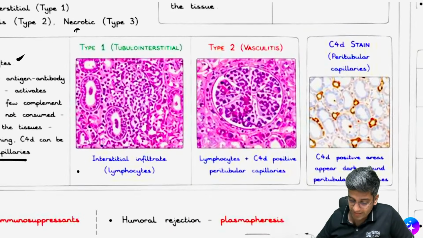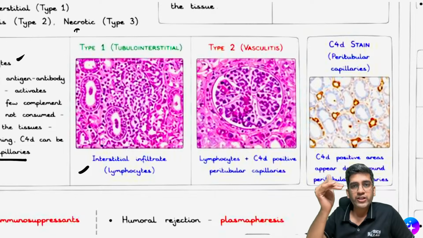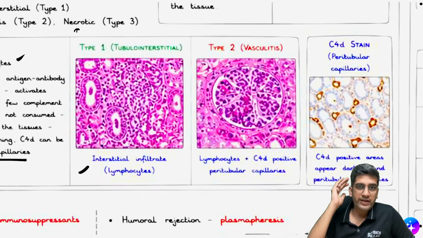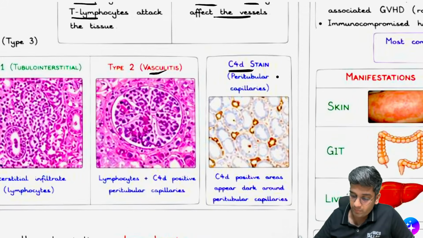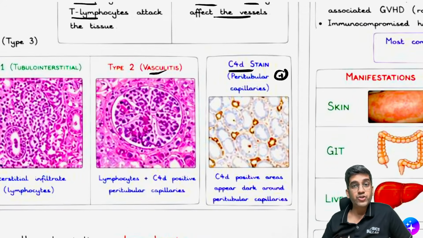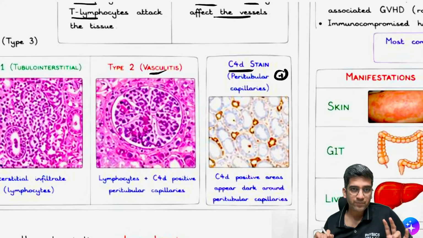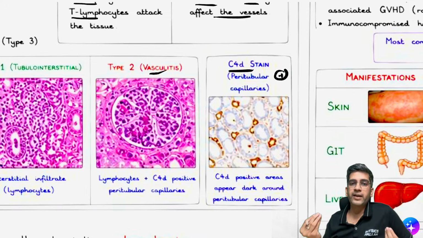So if it's only lymphocytes in the interstitium destroying the tubules, it is type 1 cell mediated. If it's vascular type, and you have C4d positive in the peritubular capillaries, that is your humoral type of graft rejection. Why should I know this difference is the question. Because unless it's useful for me, I'm not going to read.